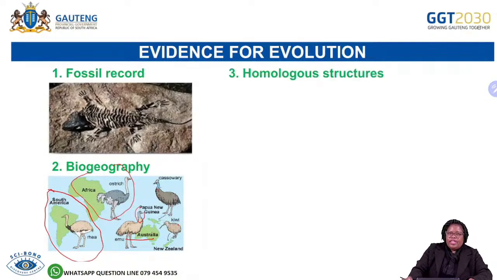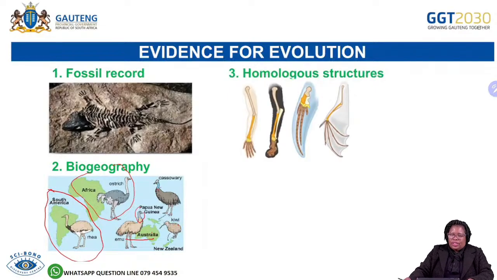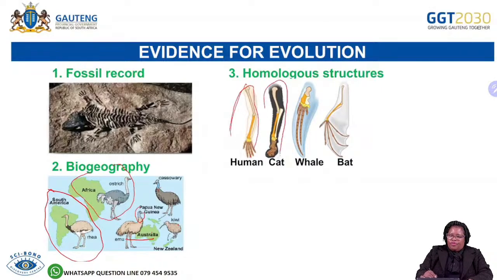And then in terms of homologous structures, for an example, this is the forelimbs of a human, and then this one is of a cat, and this one is of a whale, and this one is for a bird. Now what we are saying is the forms might differ. Okay, they are all the four limbs, but then their functions differ.